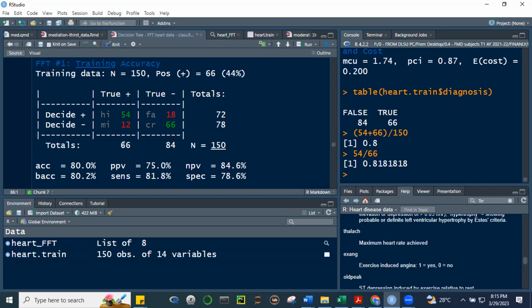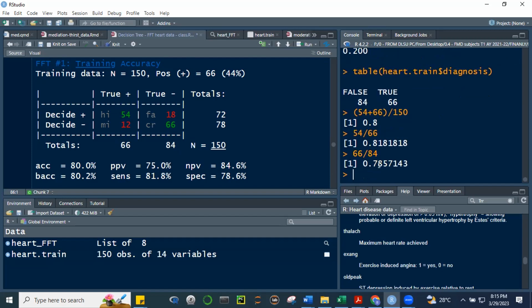Out of the total na may heart attack, 66, 54 yung tama niyang na-predict. Dito naman, yung predict na walang heart attack, 66 yung tama. Out of ilan lahat yung walang heart attack? Divided by 84. So that's 0.78. Ito yung specificity, and then yung sensitivity and specificity.